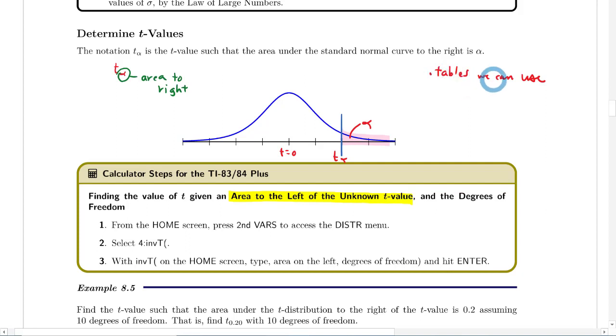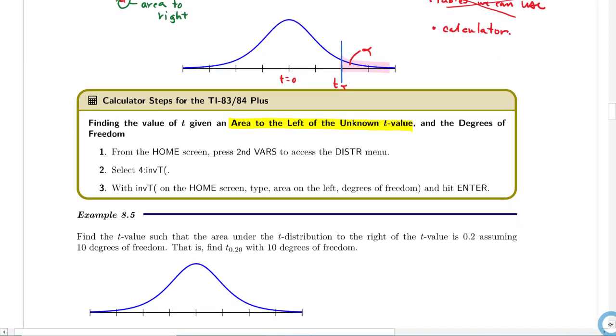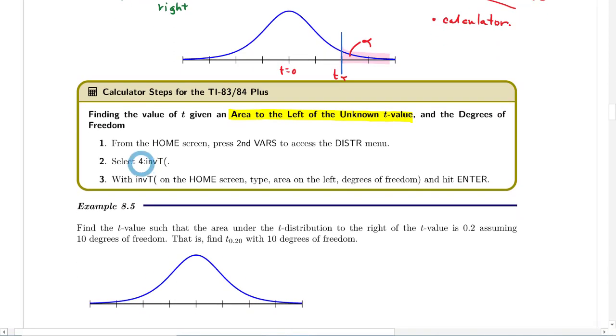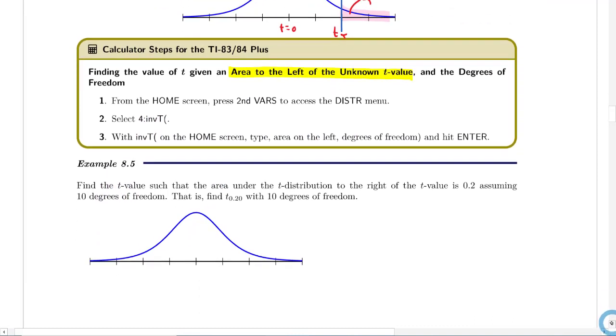So we're not going to use tables in this class. We'll just use the calculator, or you can use an online calculator as well. All you have to do is go to second vars and then MT and then get the area from the left and degrees of freedom. So in this case, let's just practice.